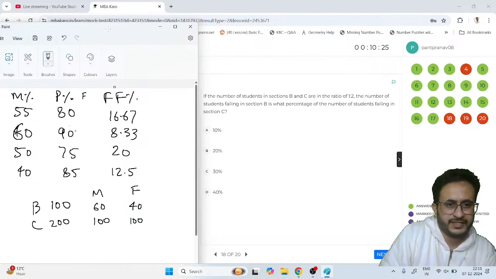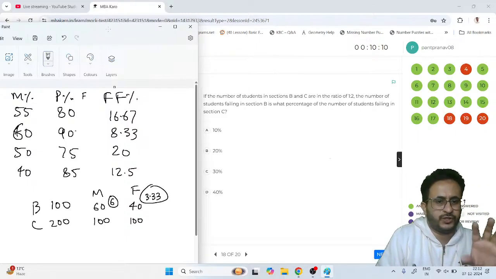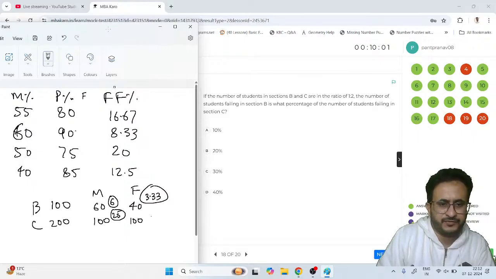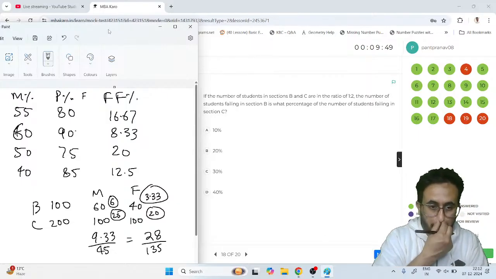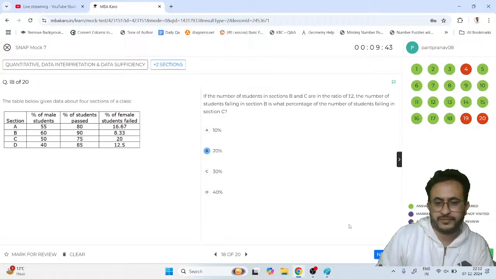So pass percentage in male is 90%, so 6 will fail here, and fail percent of female is 8.33%, which is 1 by 12. So 40 by 12, or we can say 3.33. Just taking integers, although it has to be an integer value, this is just an assumption. Here we have 25% will fail, so 25 will fail, and 20% will fail, that is 20 will fail. So 9.33 by 45. Multiply by 3 will give us 28 and 135. Getting around 20%. So let's mark 20 and move on.